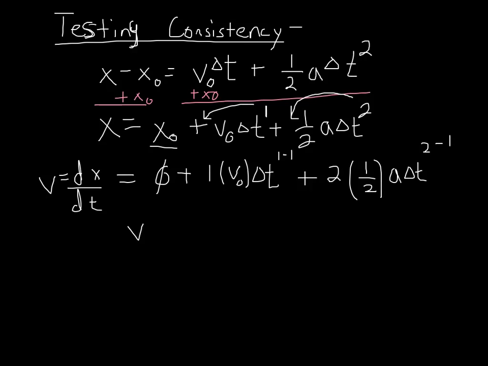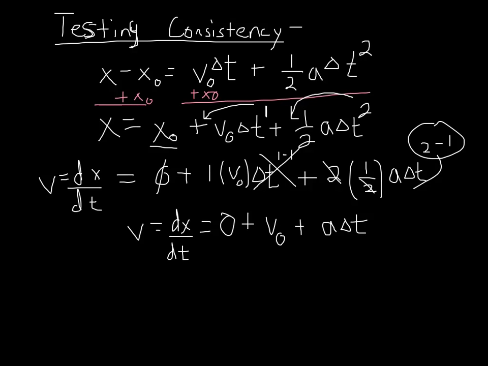So this gives me v is equal to, I'm going to do dx dt, which is equal to 0, plus v naught delta t to the 1 minus 1. That's delta t to the 0. So that delta t to the 0 goes away and gives you 1, plus 2 times 1/2. The 2's cancel, and I end with 1. A delta t, 2 minus 1 is going to give me an exponent of 1. So v is equal to v naught plus a times delta t.